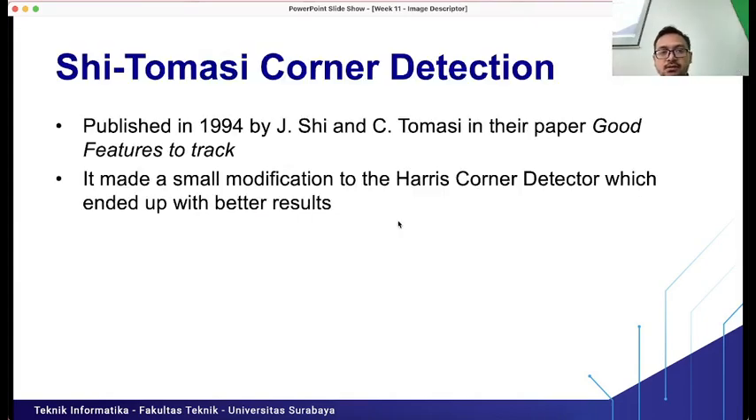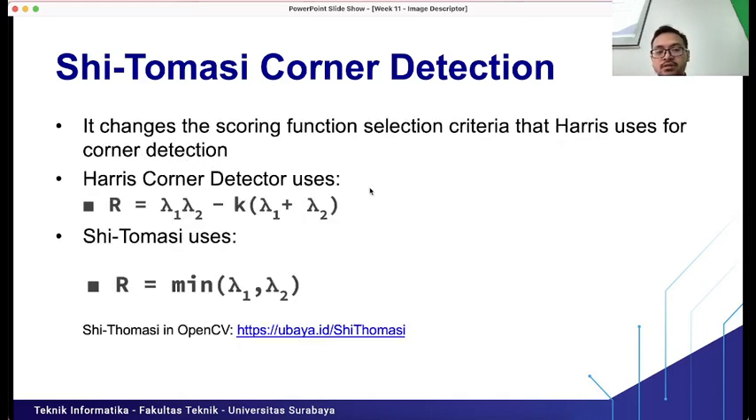The next corner detector algorithm is Shi-Tomasi. Actually, Shi-Tomasi is an improvement on the Harris corner detector, and the research was published in 1994 by Shi and Tomasi in their paper Good Features to Track. It made a small modification to the Harris corner detector which ends up with better results, yeah.